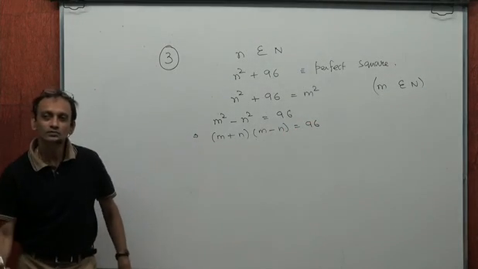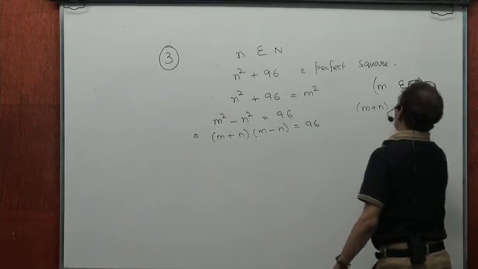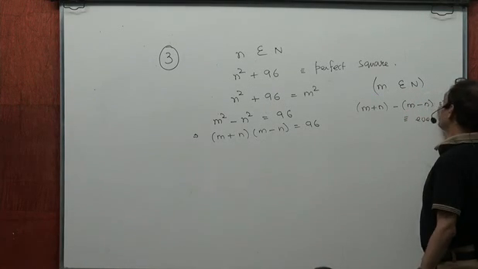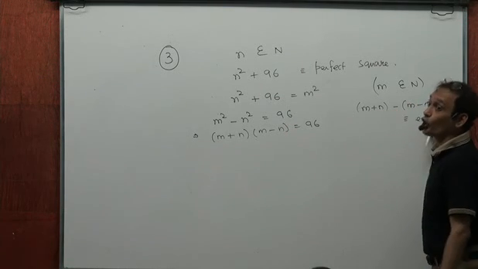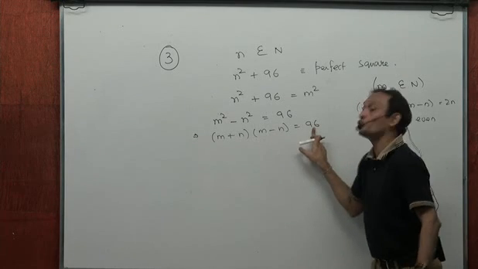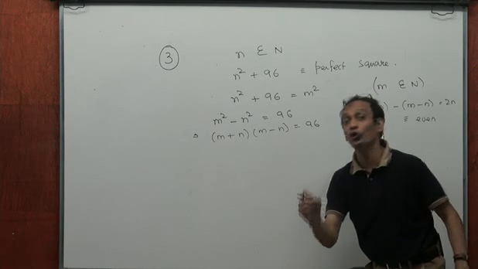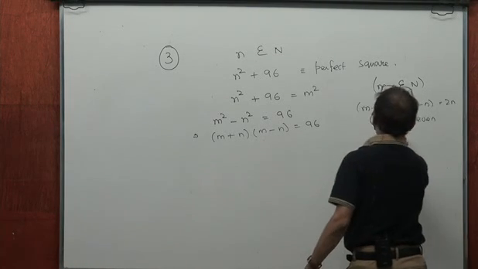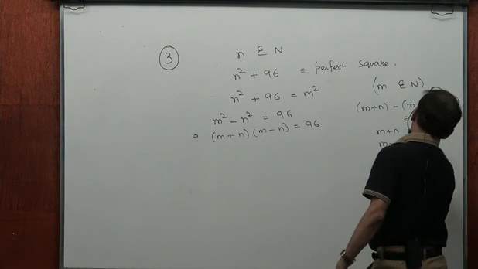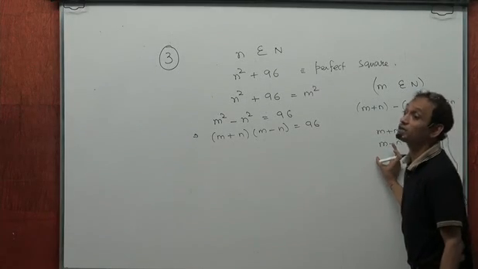Right? Now, notice that m plus n minus m minus n is even. Is 2n even? That means either both are even or both are odd. But both can't be odd, because if both were odd, then their product couldn't have been even. So both must be even. M plus n and m minus n both ought to be even. And of course, m plus n is greater than m minus n because m and n are natural numbers.